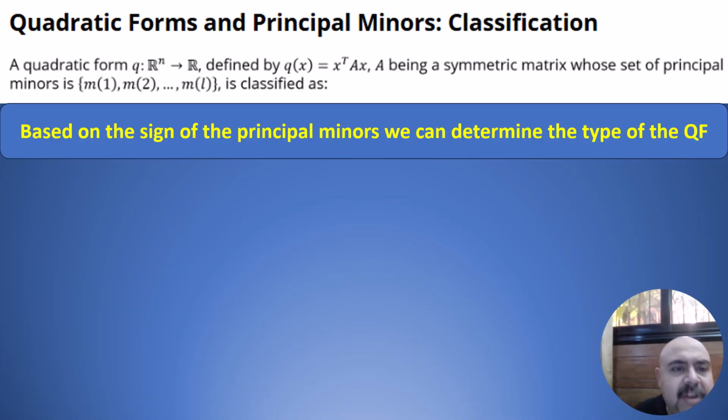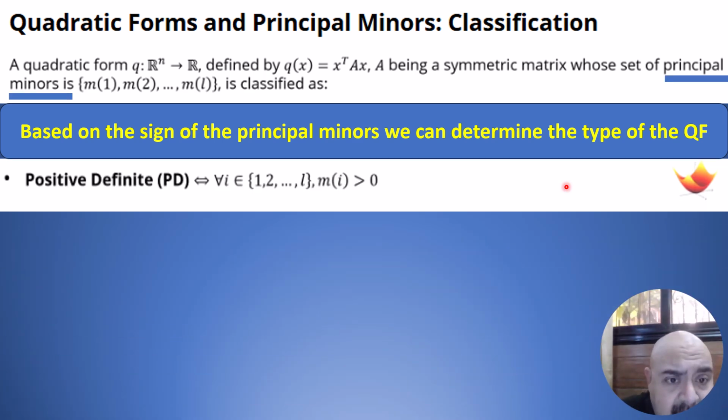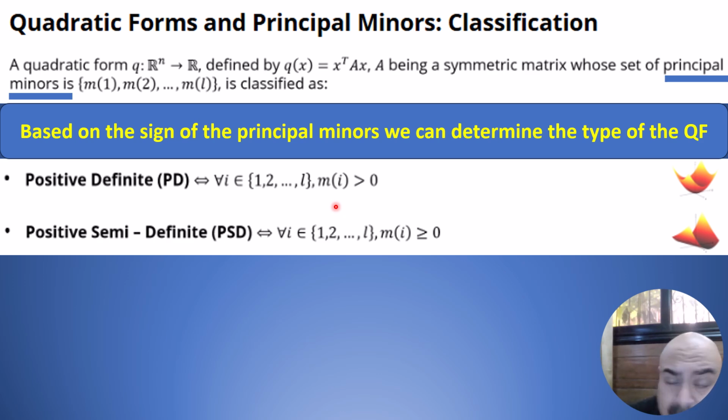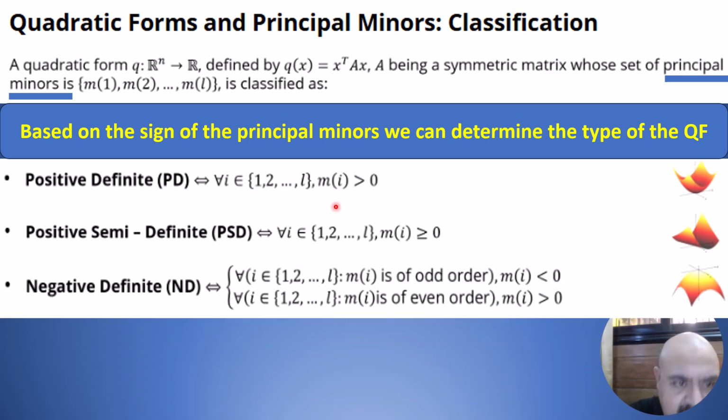According to this, I can do the classification. Based on the sign of the principal minors, we can determine the type of the quadratic form. It is positive definite if all the principal minors are greater than 0. So it's going to be a positive definite quadratic form. Positive semi-definite will happen if some of them are equal to 0. So if all the numbers are positive, I directly have positive definite. If some of them are equal to 0, then I have positive semi-definite.